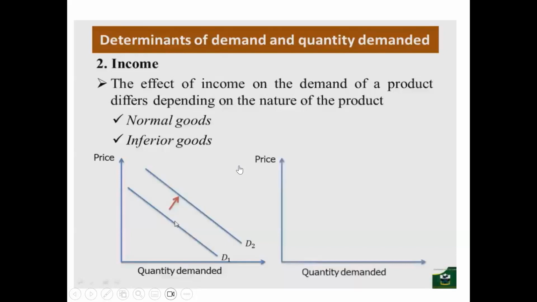Then the demand curve will shift to the left hand side. No need to worry much about that. You just concern yourself with the normal commodities, because if there's an income increase, most probably that will lead to increased demand, right? Increased demand.